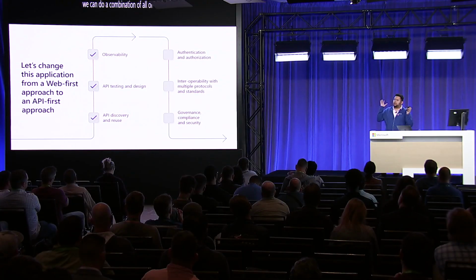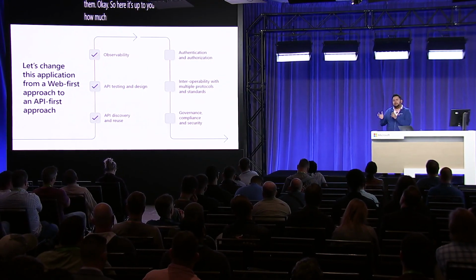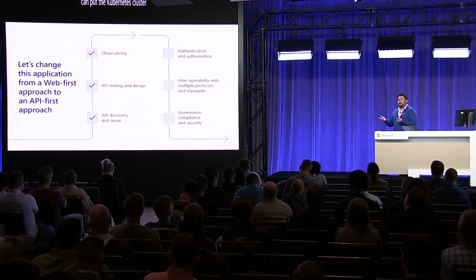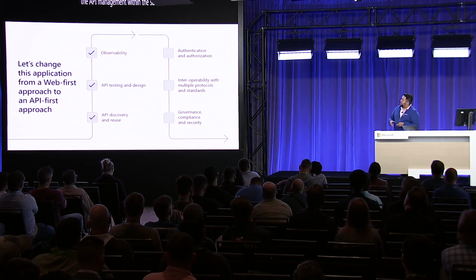Through this policy that we call validate JWT, we can also integrate with other identity servers. For example, if you have Okta or Ping, we can also integrate with those. And of course, we can also do certificate validations. We can do this subscription key, or we can do a combination of all of them, okay? So here it's up to you how much do you want to do. Also, of course, private networking. We can put the Kubernetes cluster and the API management within the same virtual network, allow traffic with network security groups, and very complex networking, okay? So we have many options available for you here.